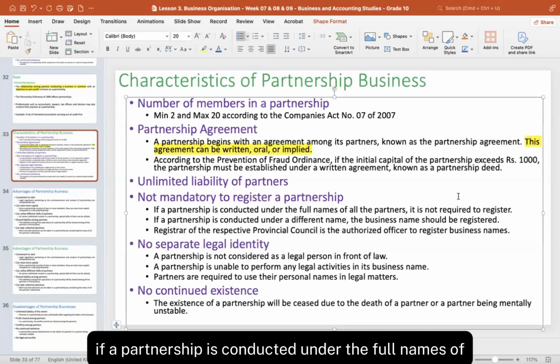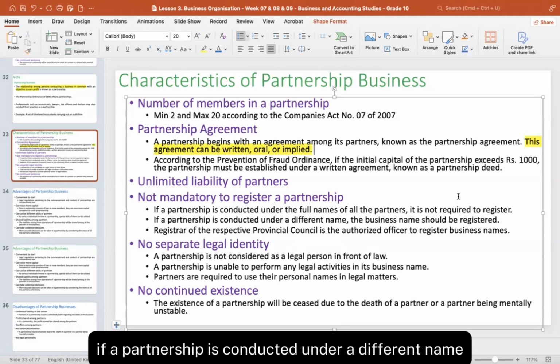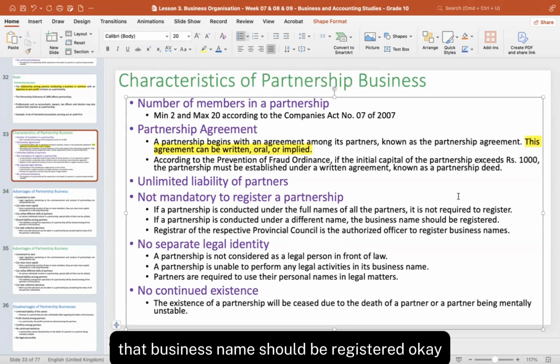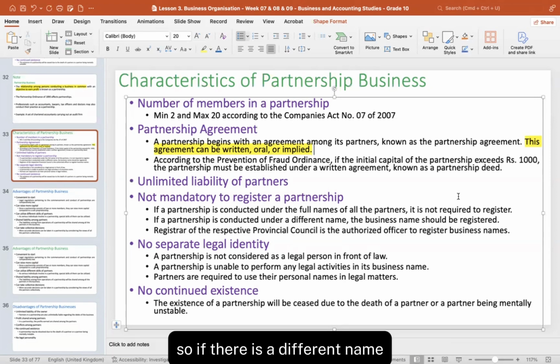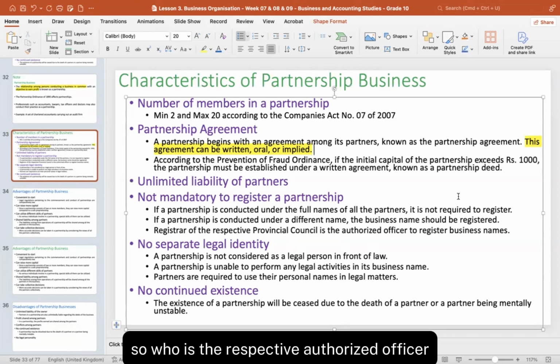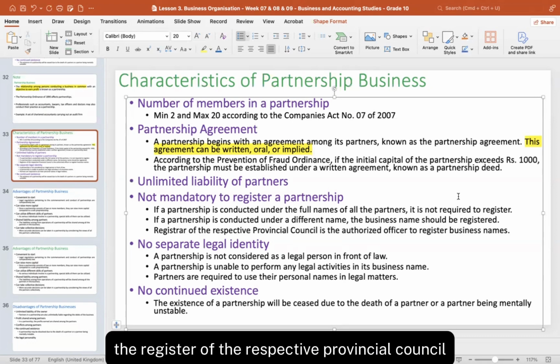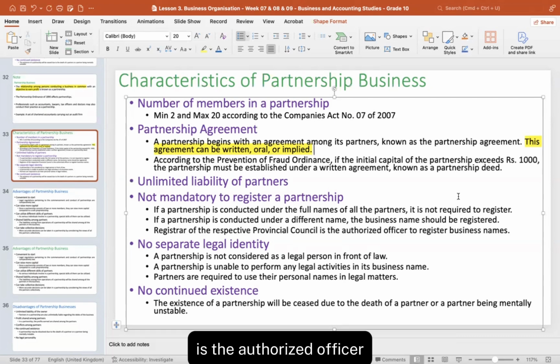Okay. If a partnership is conducted under the full names of all partners, it is not required to register. If a partnership is conducted under a different name, that business name should be registered. Okay. So if there is a different name, it should be registered. So who is the respective authorized officer? The registrar of the respective provincial council is the authorized officer to register the business names.